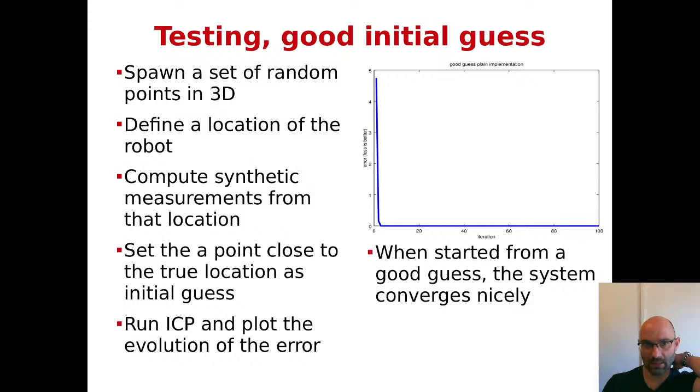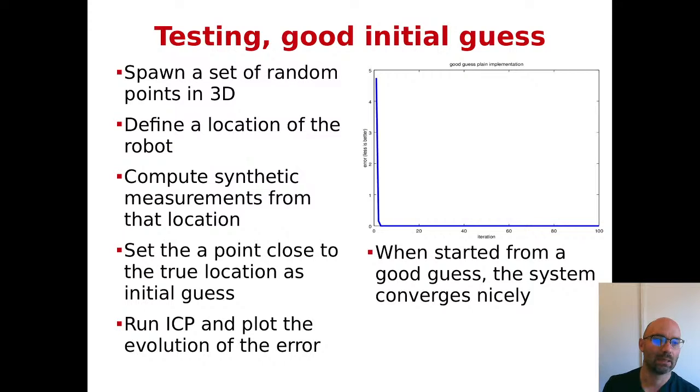Now, the testing is actually the first part that you have to do when you develop this thing. So you will have to write a simple program that spawns a set of 3D points in the world. You will have to define a location for the robot that you know to be the ground truth. From this location you can compute a set of synthetic measurements of these points just by taking each data point and expressing it in the reference frame of the transform that you have picked up. And then you run ICP.